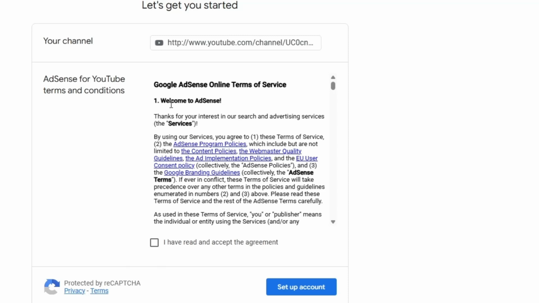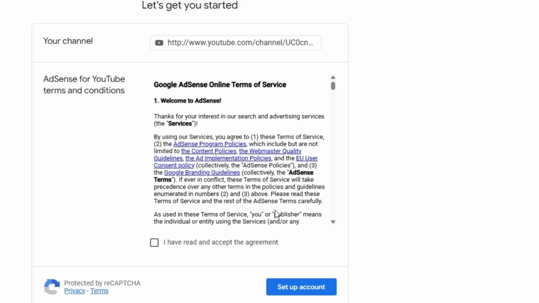Google AdSense Online Terms of Service. 1. Welcome to AdSense. Thanks for your interest in our search and advertising services, the services. By using our services, you agree to 1. These terms of service. 2. The AdSense program policies, which include but are not limited to the content policies, the webmaster quality guidelines, the ad implementation policies, and the EU user consent policy, collectively the AdSense policies. And 3. The Google branding guidelines, collectively the AdSense terms. If ever in conflict, these terms of service will take precedence over any other terms in the policies and guidelines enumerated in numbers 2 and 3 above.